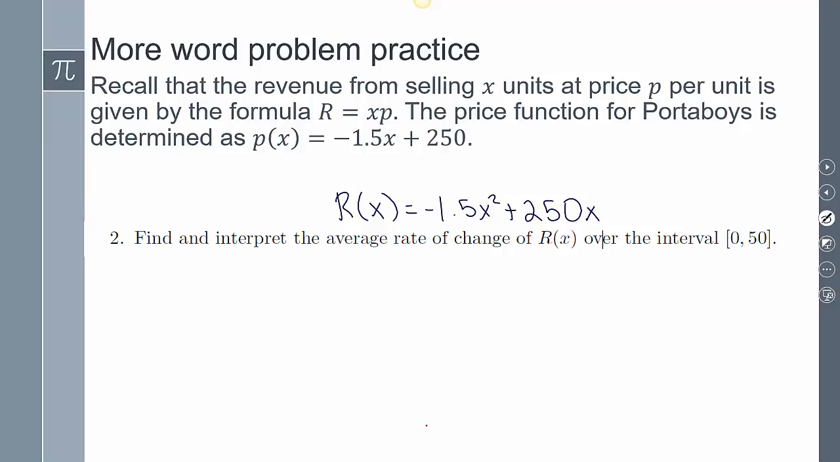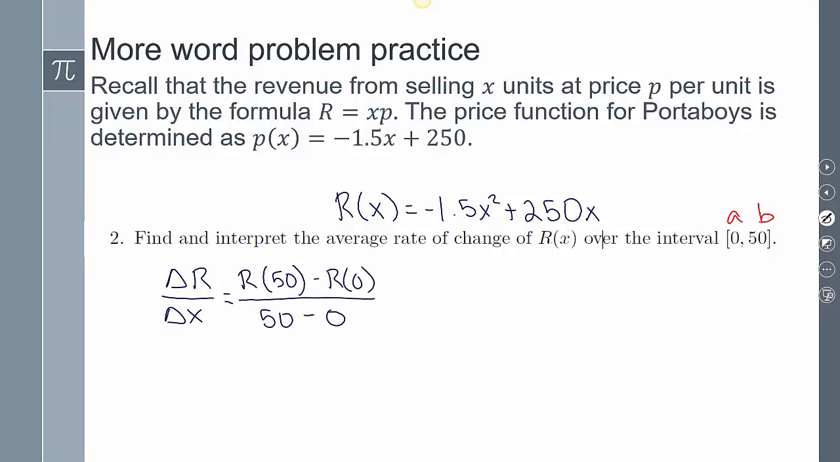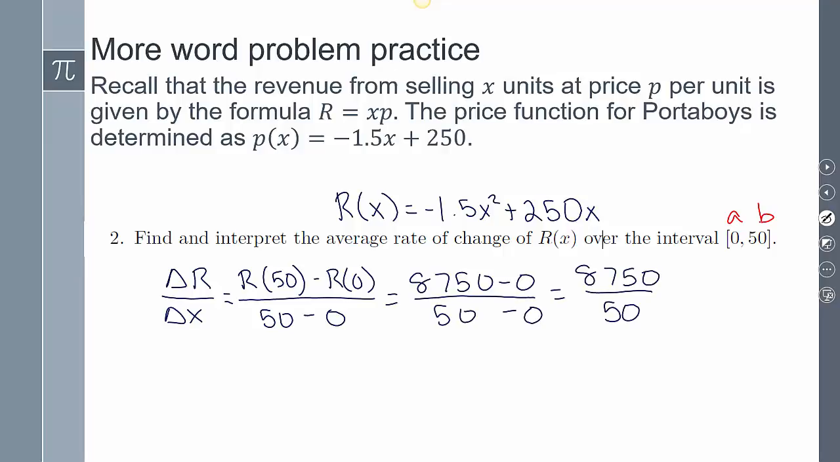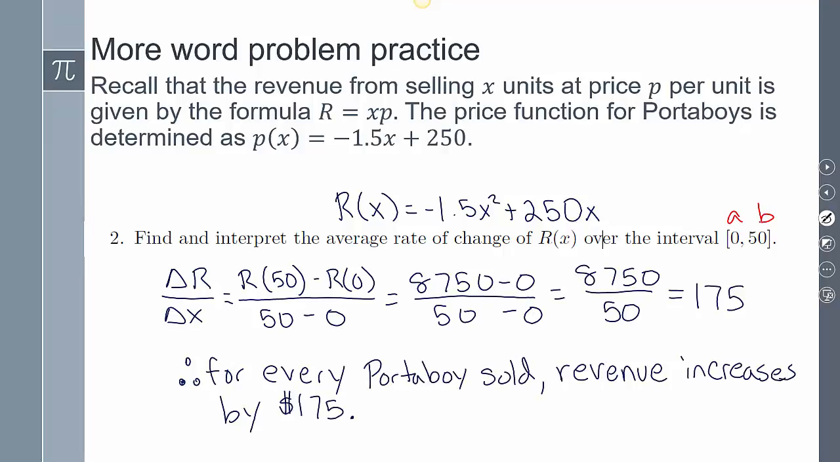Number 2, it says find and interpret the average rate of change of R of x over the interval 0, 50. So this is my a and this is my b. So it's just going to be the change in R over the change in x. So my revenue with 50 plugged in minus my revenue with 0 plugged in over 50 minus 0. And so if I go through and simplify, now use a calculator for this, make it easier on yourself, I'm going to get 150. So I can say for every Portaboy sold, revenue increases by 150 bucks.